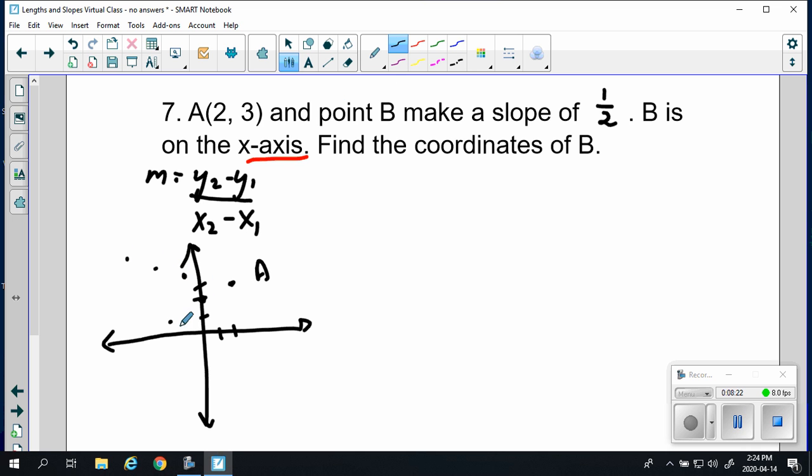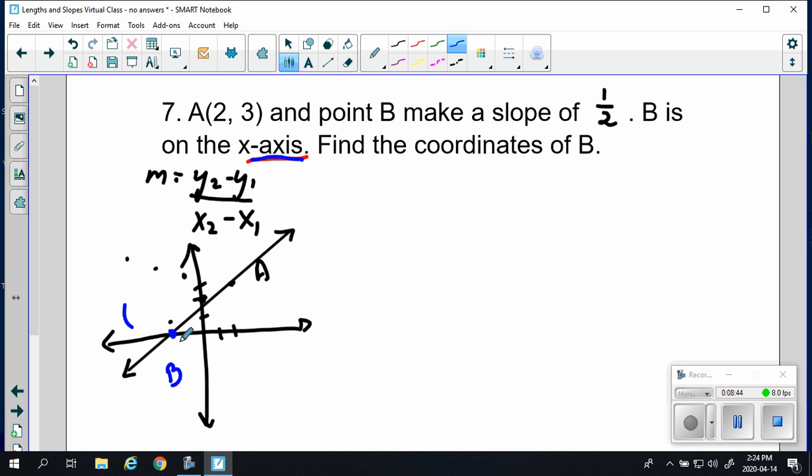No, it's a positive 1/2. Never mind. It'll be rising to the right. So if I were to guesstimate what the slope would look like, it would look something like this. Positive 1/2 slope. Pretty shallow, but positive. So point B is on the x-axis. So point B is somewhere over here. What are the coordinates of that point?